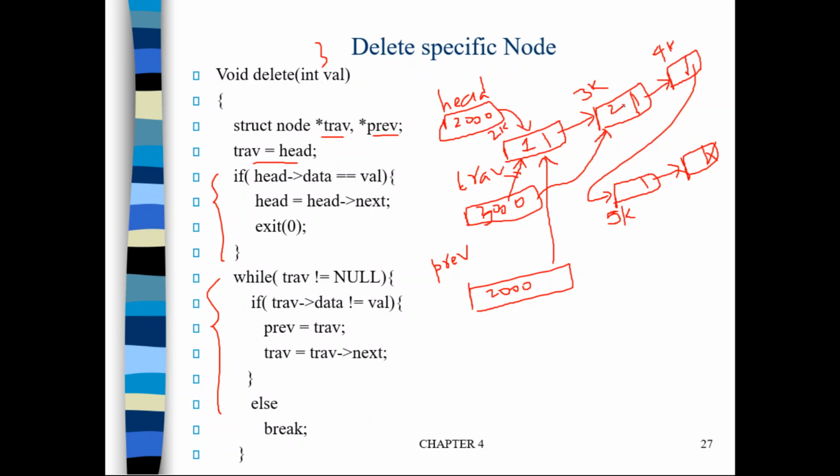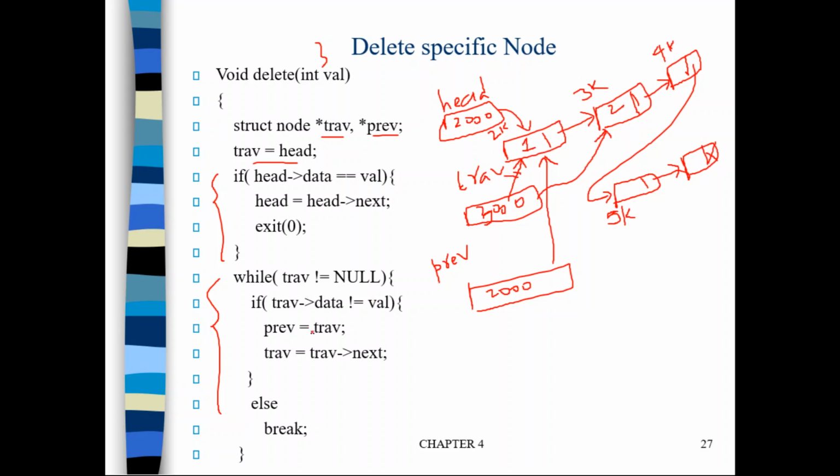2. Right. Again go back here and check, while traverse not equal to null. Where is traverse pointing to? Second node. Is it null? No, not null. What is its data? Is it equal to val? Val is 3. Its data is 2. It's not equal to val.